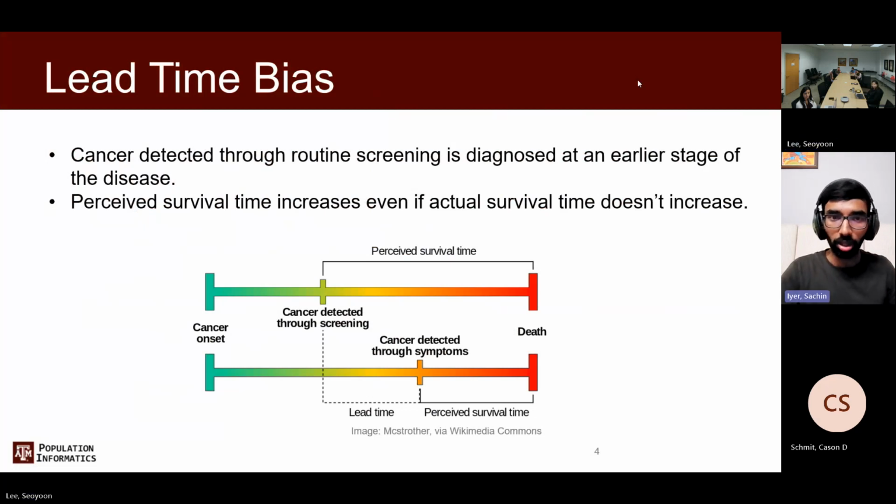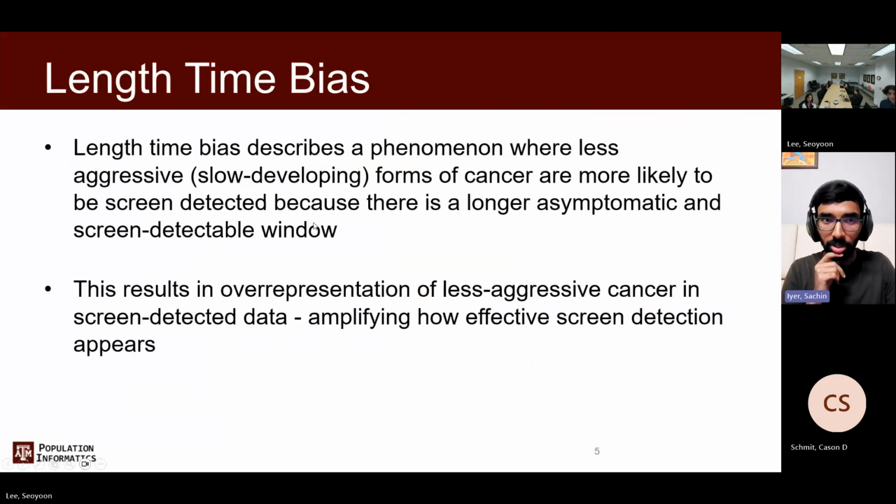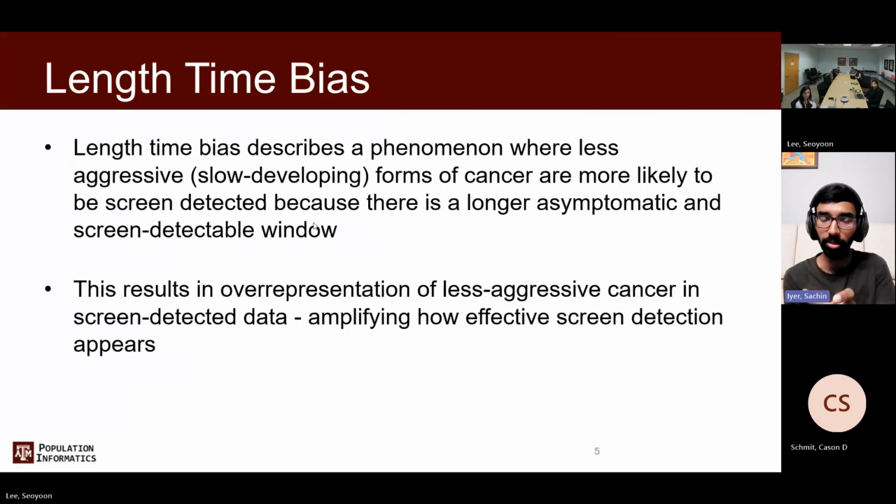The other bias, which we'll be talking about in the next slide, is called the length time bias. The length time bias describes a phenomenon where less aggressive cancers, which are slow developing, are more likely to be screen detected because they have a longer asymptomatic period where they are screen detectable but are unlikely to be diagnosed through symptoms.